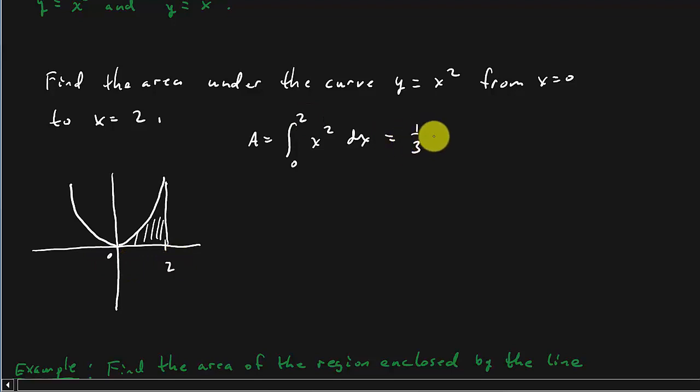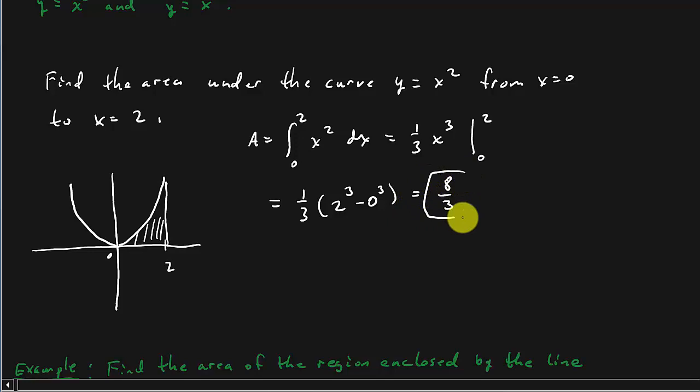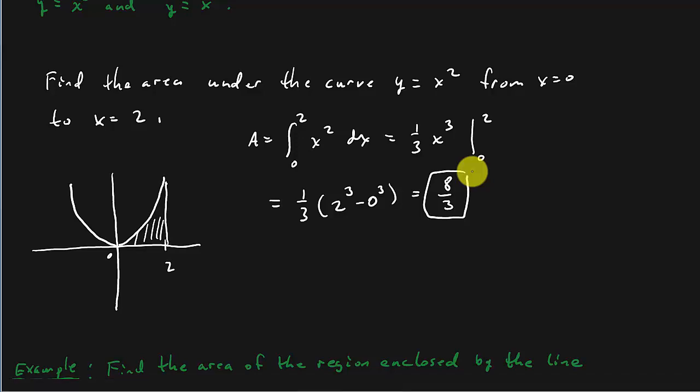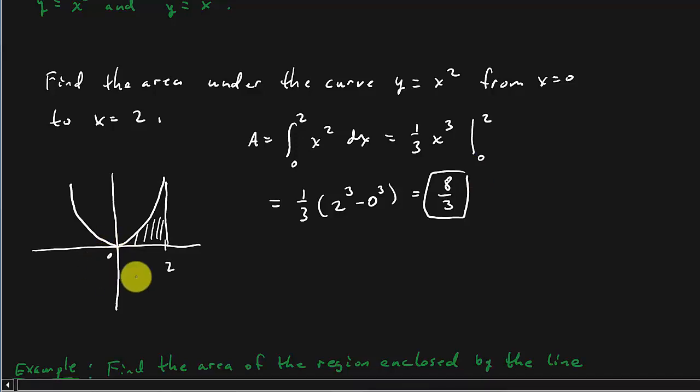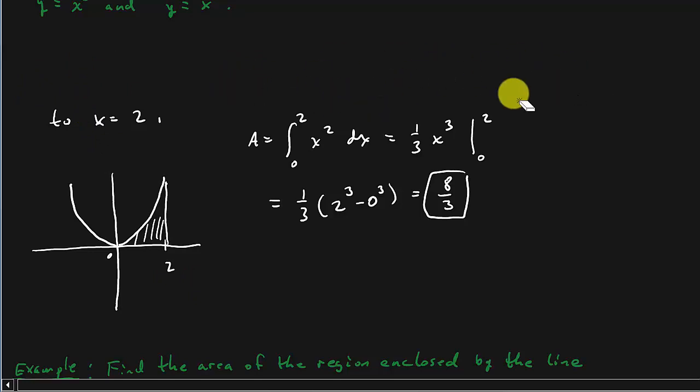And this would give us 1/3 x cubed. So we know how to integrate now. We just add 1 to the exponent and multiply by the reciprocal of the new exponent, going from 0 to 2. So this would be 1/3 times 2 cubed minus 0 cubed, which would be 8/3. And that would be the area under the curve. Basically what we're doing is integrating the function and evaluating it from some number x to some other number x. So that's just a very basic example.